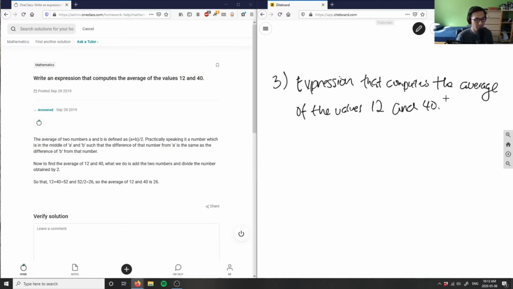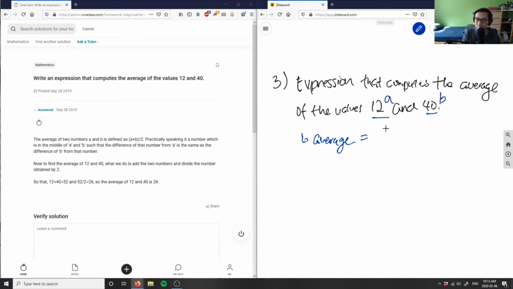So if I'm talking about the expression that computes the average from the values 12 and 40, I have to think about what the definition of an average is. An average is simply equal to the sum of all your numbers here. In this case, we have two numbers, 12 and 40, right? We can write this as an x term and a y term. Or actually, to be in line with the solution, we're going to say this is the a term, and this is the b term. So you can say it's a sum of all terms here.